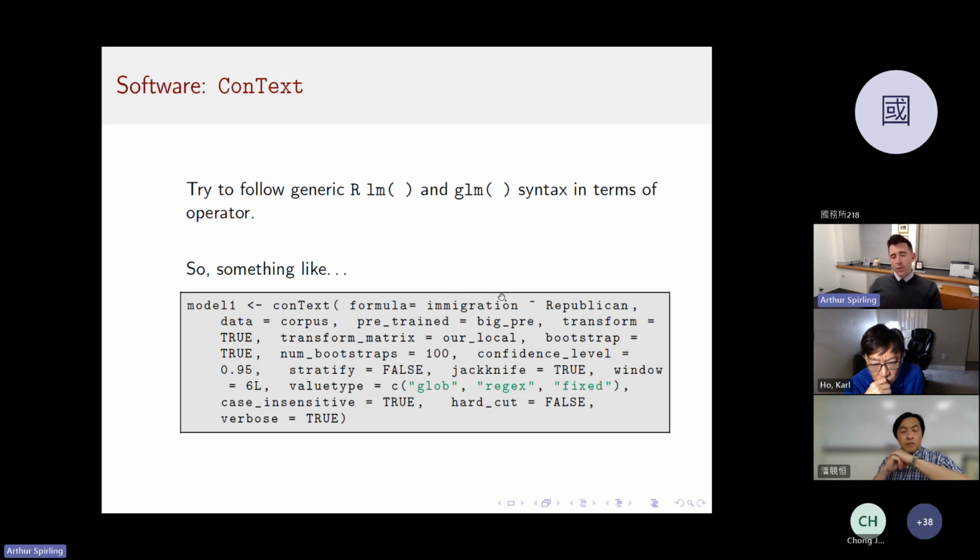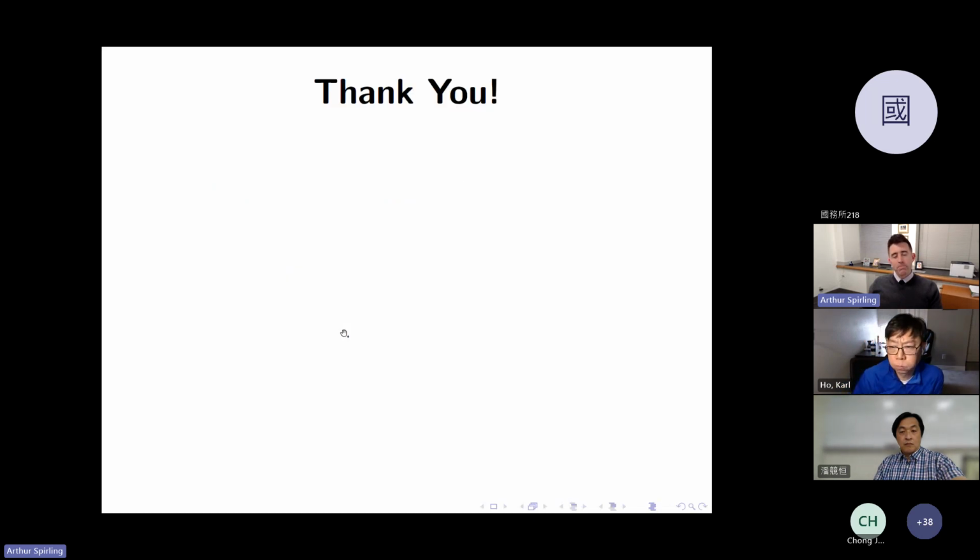So the formula is, say I want to know, and I want to be careful with my terms here, what is the effect of being Republican on your embedding of immigration? You have some data, you tell it what it was pre-trained on, and you tell it whether there's a transformation matrix or not. We can give you one, or you might have one that you fit yourself. In the old days it had bootstraps. We've now changed those for permutations for various reasons. Jackknife equals true, so these functions run quite quickly.